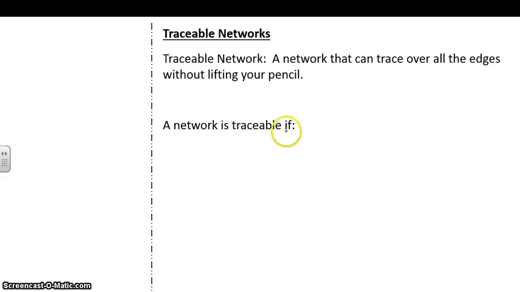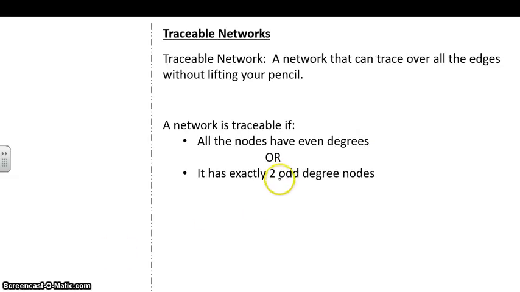Okay, so a network is traceable if one of two things. Either all the nodes have even degrees. So if every node has an even degree, then your network will be traceable. Or if the network has exactly 2 odd degree nodes, so it has 2 odd degrees and the rest are even, that is a sign that it will be a traceable network. So if you need to pause, you can, so that you can copy those down, then we'll do an example.